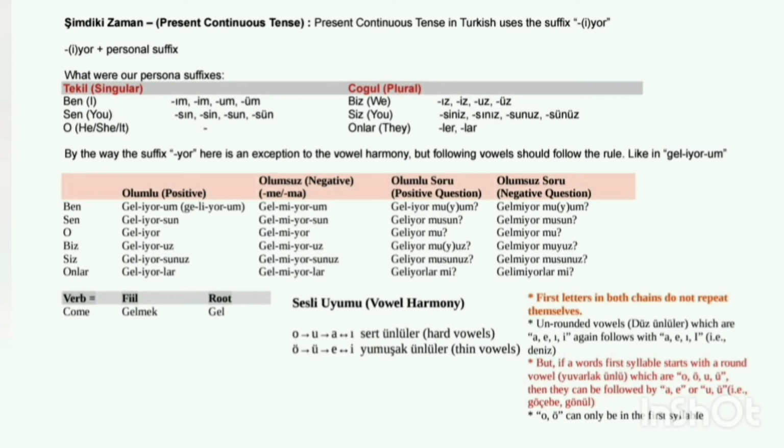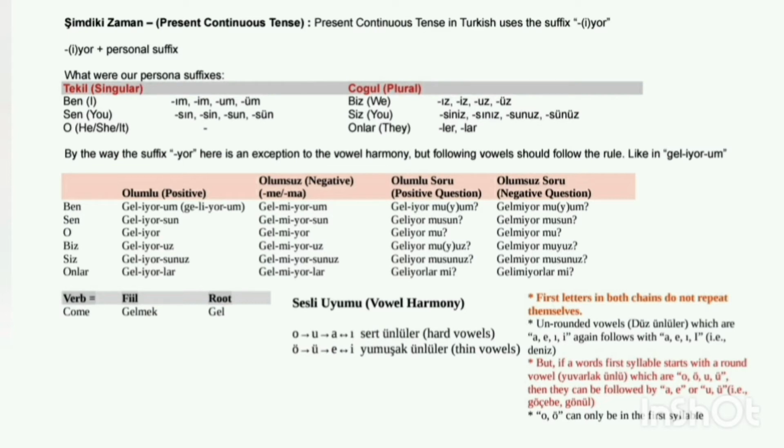And then our personal suffix. As there are now two vowels, we have to add something in between, which is our semi-vowel ye, muyum. Geliyor muyum? Let's continue. Sen geliyor musun? O geliyor mu? Biz geliyor muyuz? Siz geliyor musunuz? Onlar geliyorlar mı?